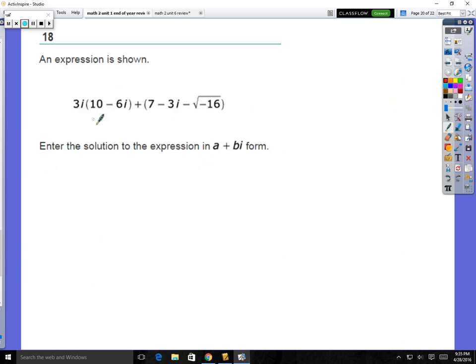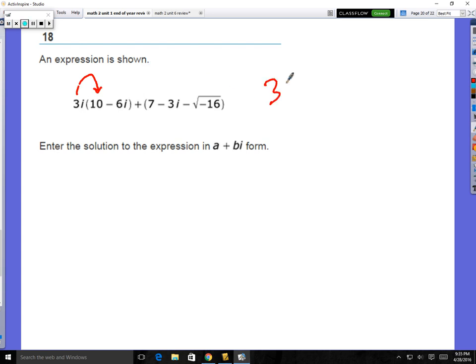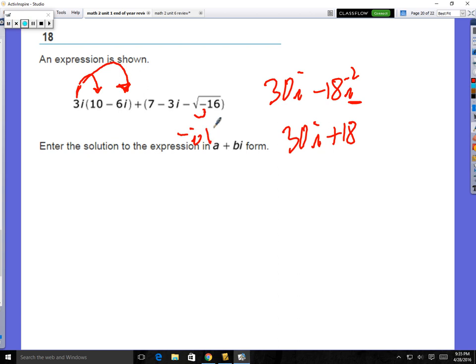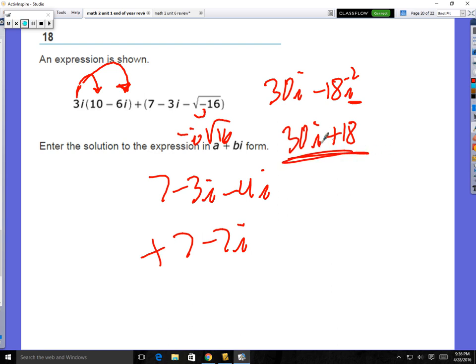18. Okay, this one's good. 3i times 10 is 30i. 3i times a minus 6i is a minus 18i squared. So it's really 30i plus 18, because that's a negative 1. Take this negative out, so it's going to be minus imaginary. And square root of 16 is just 4, so you really got 7 minus 3i minus 4i, so you really got 7 minus 7i plus this business right here. So the 7 and the 18 adding give you 25, and your imaginaries 30 take away 7, it's 23 imaginaries.